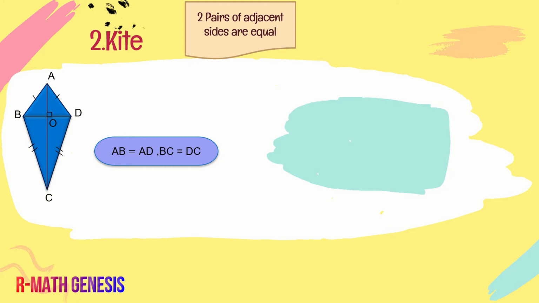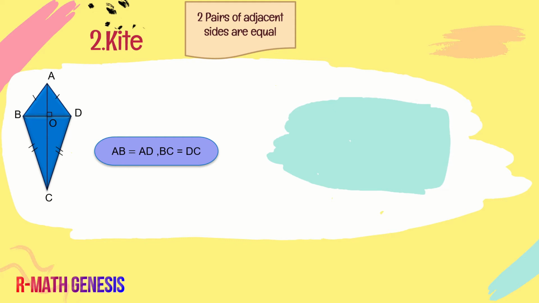A kite is a quadrilateral in which two pairs of adjacent sides are equal. We already know what an adjacent side is. If you see this kite here, we can see that sides AB and AD are equal and the other sides BC and DC are equal. So here two pairs of adjacent sides are equal. Then it is called a kite. So AB equals AD and BC equals DC.